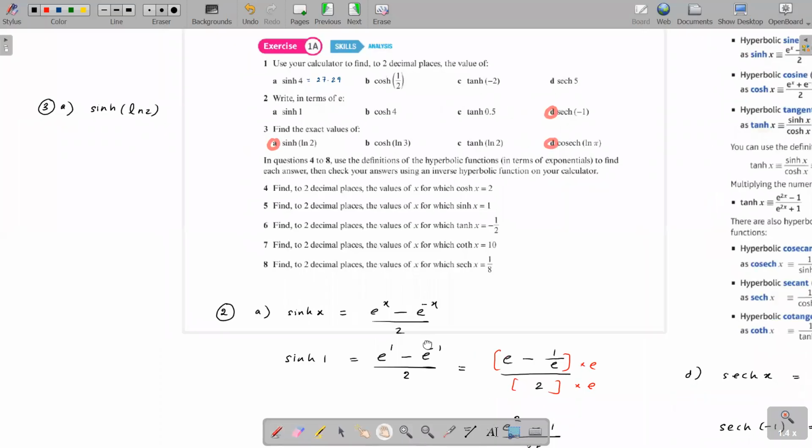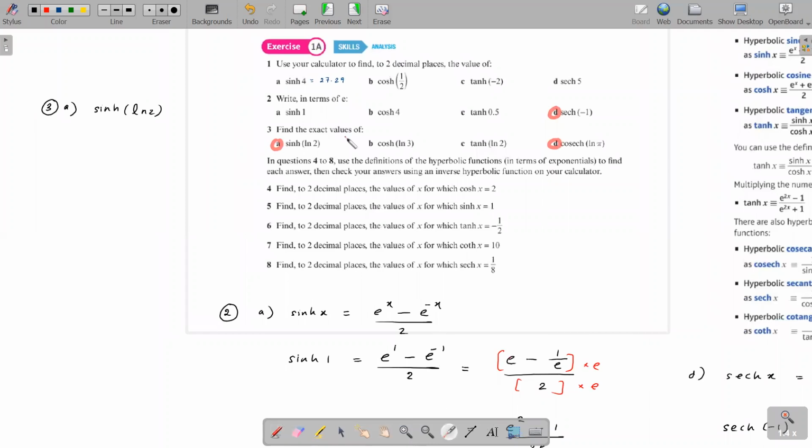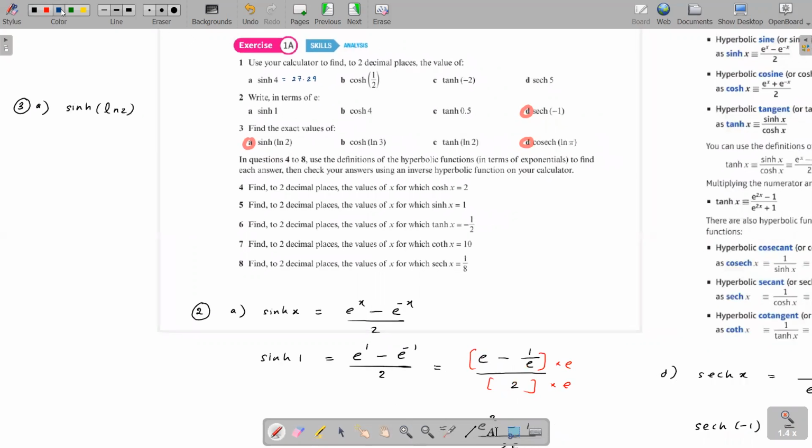All right, guys. So next one. Question number 3, find the exact value of sinh ln2. So how do you get the exact value of sinh ln2? Let's first work on this manually because you need to understand what's going on inside. So we know sinh x is e to the power x minus e to the power minus x over 2. All right, guys, sinh x is e to the x minus e to the minus x over 2.